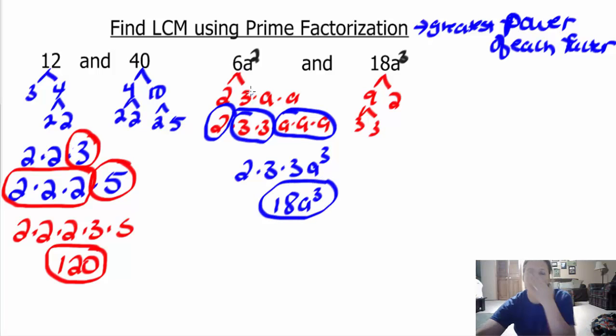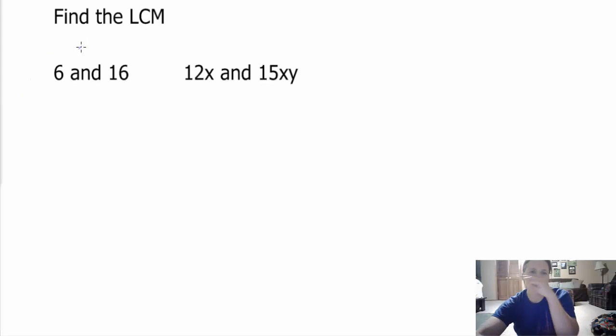And hopefully you can just look at 6 and 18 and know, hey, I know 6 goes into 18. Again, my smaller number goes into my bigger number, so I know my bigger number is going to be my least common multiple. So this is just finding the least common multiple, however you want to do it.